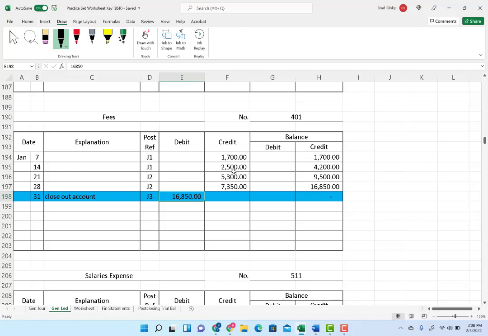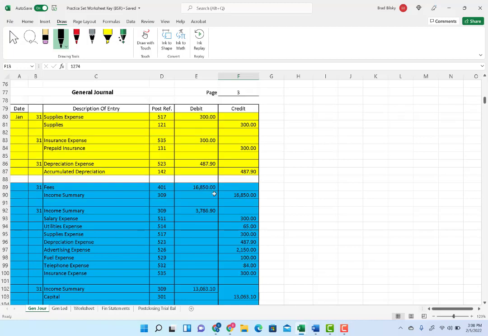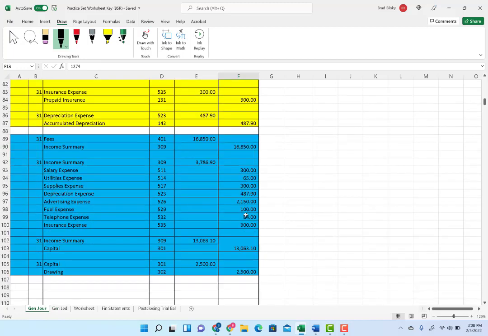I'm just showing you kind of what the GL looks like. But at this point here, I'd see I have $16,850 credits. Well, I need to make an entry to clear that out to get it to zero. So we can see here in blue are our closing entries. I'm going to make a debit to fees. Flip side is we use income summary, this placeholder account during the closing process. So if I make a debit to fees, I have to make a credit somewhere else to make this work. The credit goes to income summary.